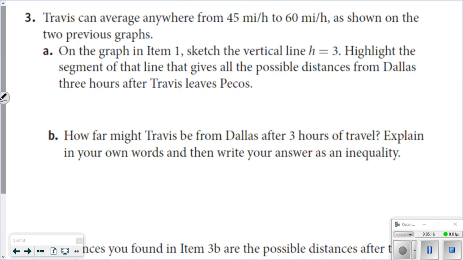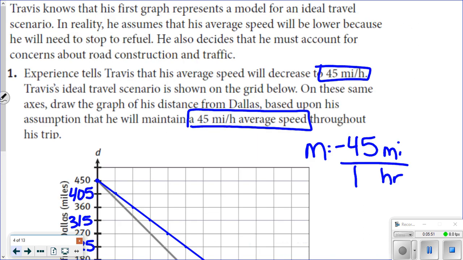Travis can average anywhere between 45 miles per hour to 60 miles per hour, and you can see that on the previous graph. So I'm going to go back to the first graph, and what we're going to do is sketch a vertical line at h equals 3. Then we're going to highlight the portion of the line that gives all the possible distances from Dallas after 3 hours travel. So let's go back to our graph.